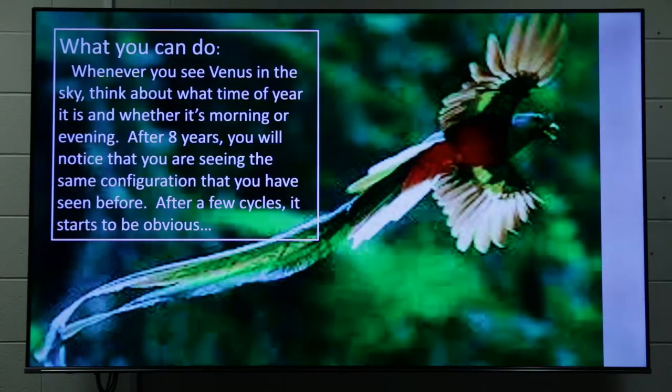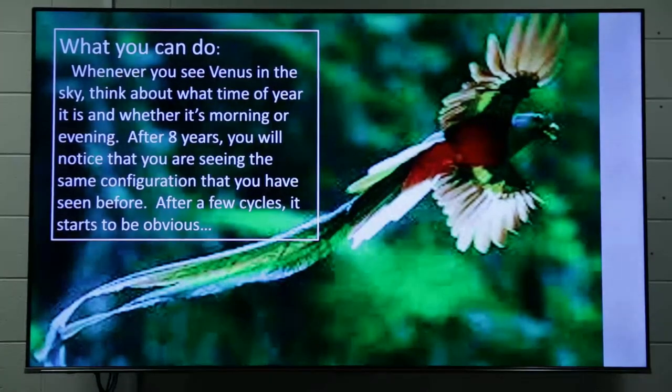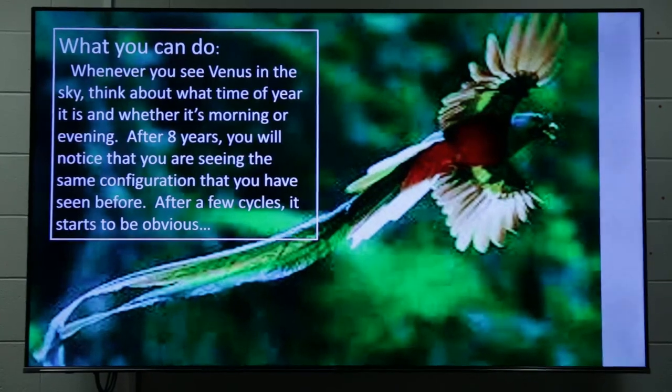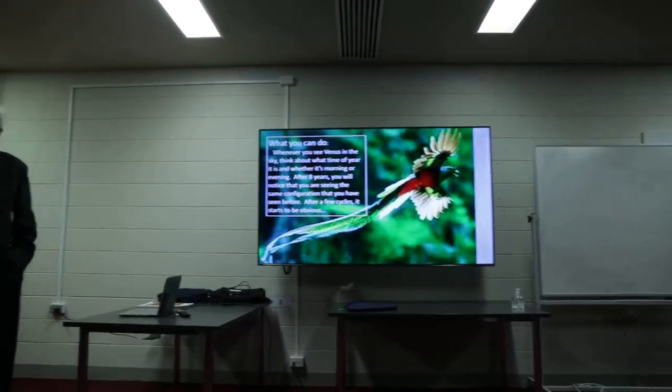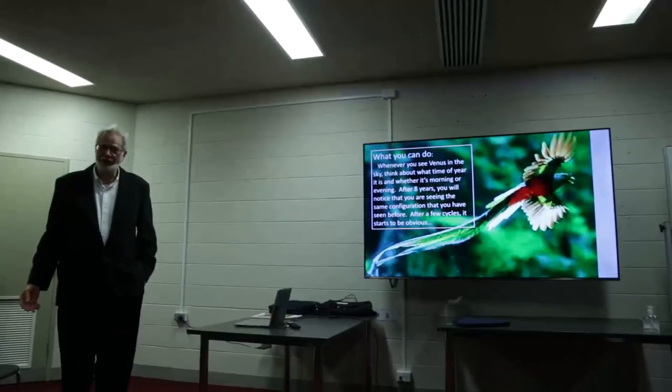But anyway, what you can do about this, whenever you see Venus in the sky, think about what time of year it is, and whether it's morning or evening. After 8 years, you will notice that you're seeing the same thing you saw before. And I realized this back in the early 90s, and now it's been several cycles for me. It's starting to become pretty familiar. And I hope you will have many more cycles so that you will notice that you're seeing the same thing.